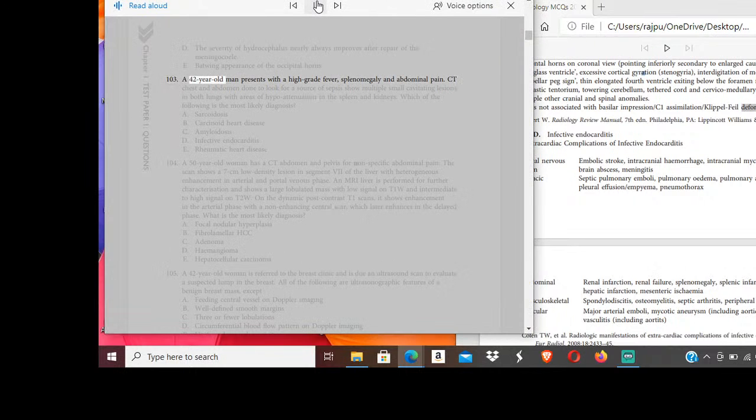103. A 42-year-old man presents with a high-grade fever, splenomegaly, and abdominal pain. CT chest and abdomen done to look for a source of sepsis show multiple small cavitating lesions in both lungs with areas of hypoattenuation in the spleen and kidneys. Which of the following is the most likely diagnosis?